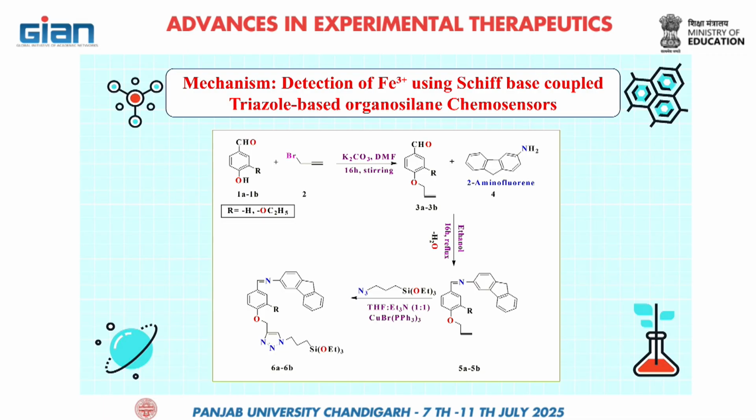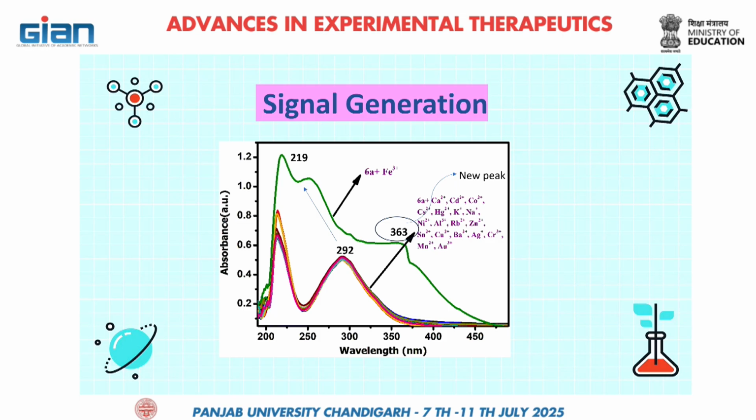Now this is also an experiment done in a lab where firstly alkyne was formed and further reacted with the amine of fluorine, which leads to formation of Schiff base and further leads to formation of organosilane. On addition of iron into the ligand, we got a signal, a new peak has appeared at 363, which shows that there is some sort of interaction between the metal and the ligand.